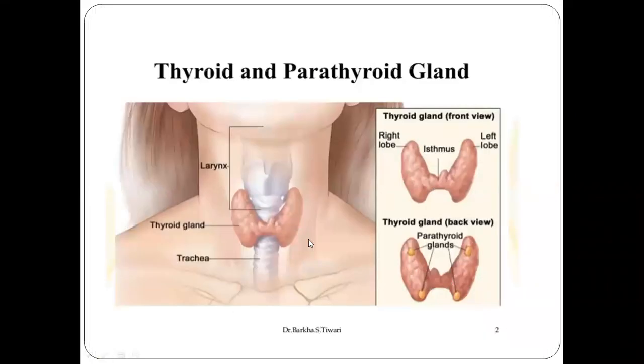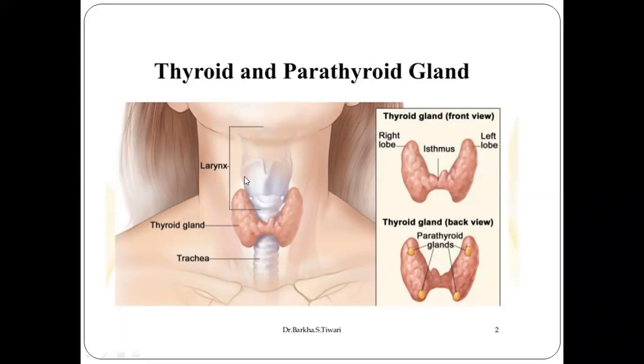So the thyroid gland is actually an H-shaped gland. It has two lobes, one on the right side and another on the left side, and these two lobes are connected with each other by the isthmus. This is the isthmus, and this is the outward projection of the isthmus. This is called the pyramidal lobe of the thyroid gland. The lobes are somewhat pyramidal in shape.